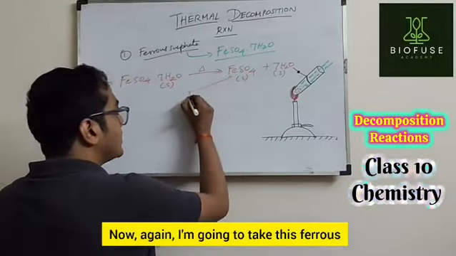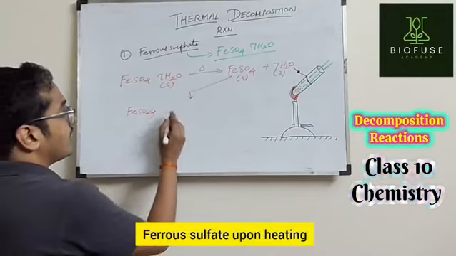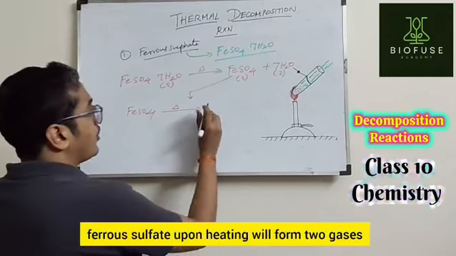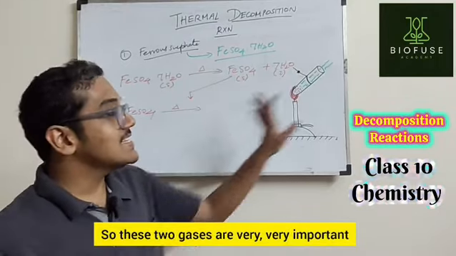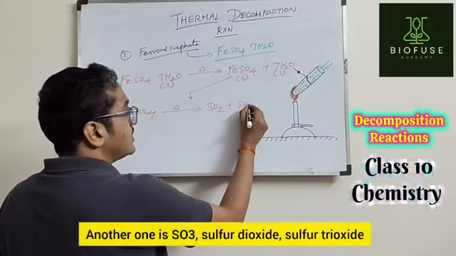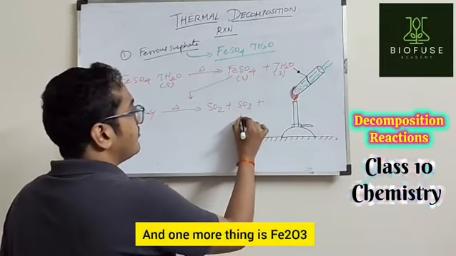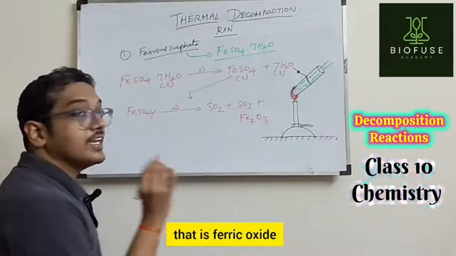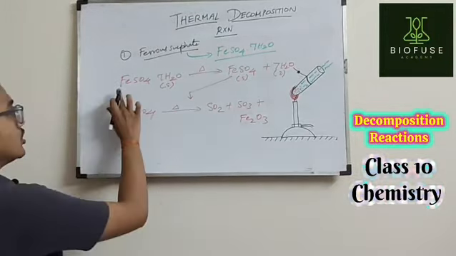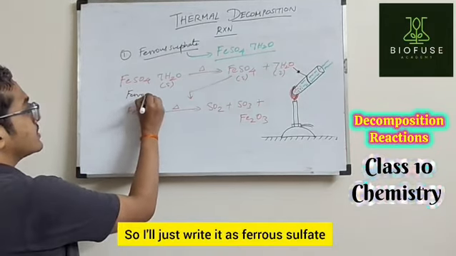Now again I'm going to take this ferrous sulfate and heat it. What happens? Ferrous sulfate upon heating will form two gases, and these two gases are very important. One is SO2, another one is SO3, sulfur dioxide and sulfur trioxide, and one more thing is Fe2O3, that is ferric oxide. I'll mention all the names so that you'll understand. This is ferrous sulfate dot 7H2O, and I'll just write it as ferrous sulfate.